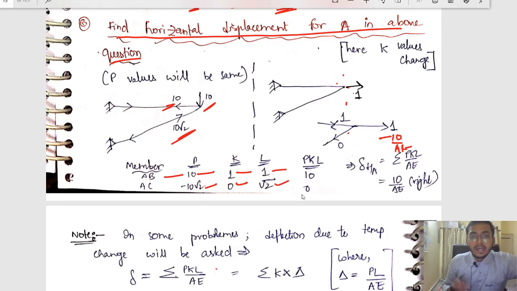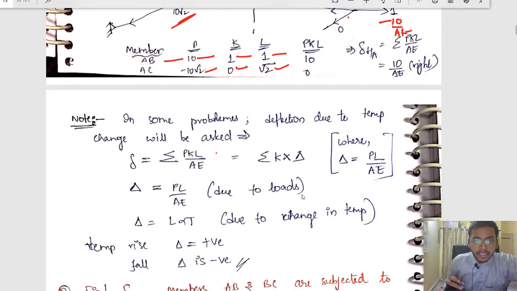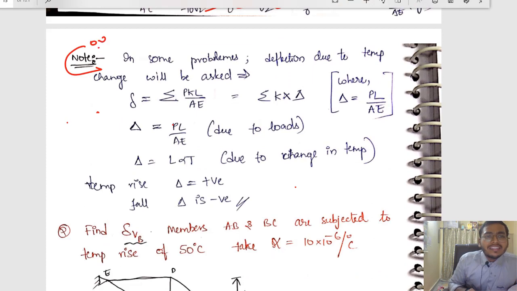Okay, now let us see a small note. This note is very simple. There is nothing much in this note. In the previous problem we have seen the deflection due to applied load, but in this problem we will see deflection due to change in temperature.